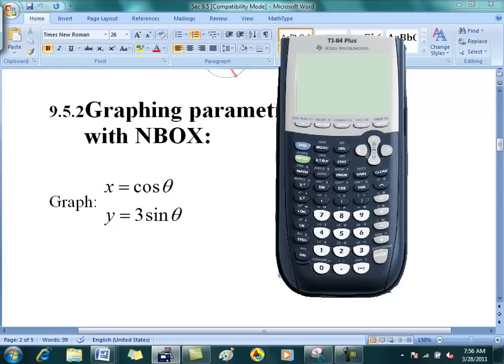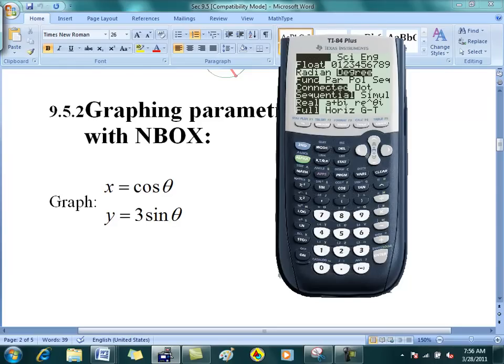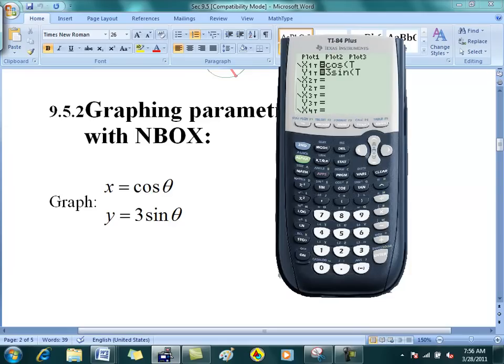Okay, first thing, graphing calculator. Okay, mode. Do you see func, PAR, POL, SEQ? We've been in func mode forever. Today we go to PAR, parametric. Hit enter.